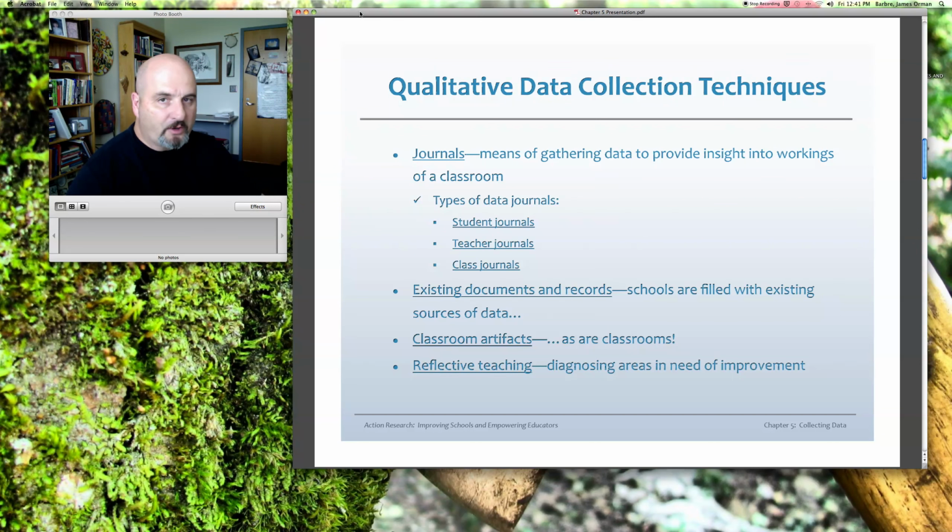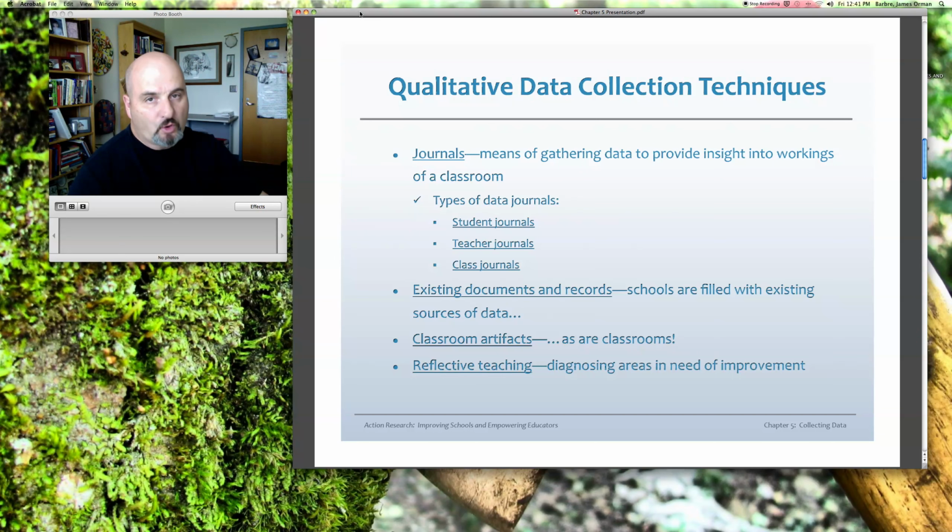Journals. We're all familiar with journals. We've used them in undergraduate training. We have kept them as a way that our class works, and we needed to collect anecdotal evidence or anecdotal notes. But this can be a good source of information for an action research study.